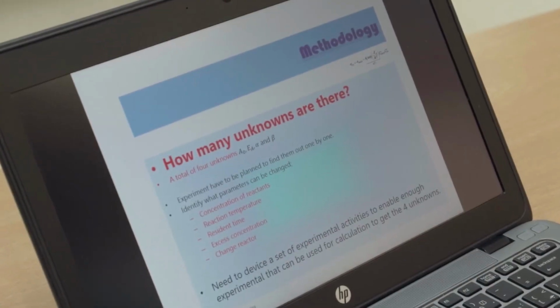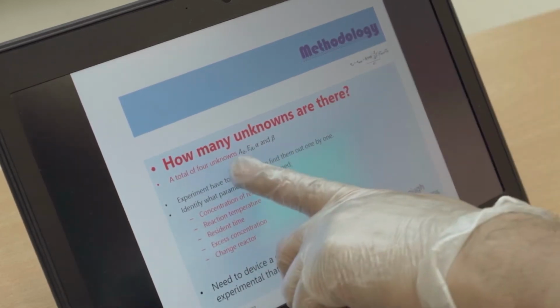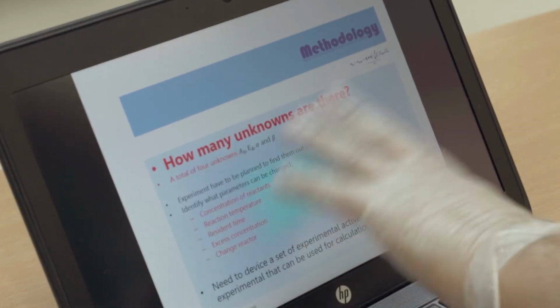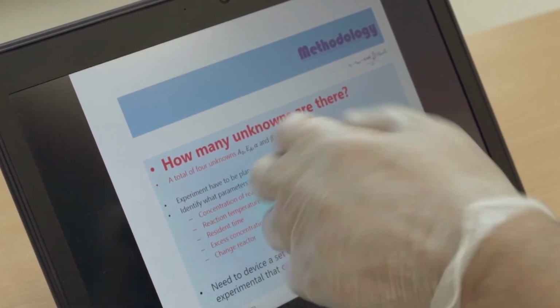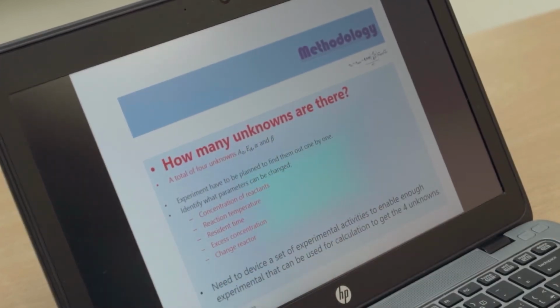You have 4 unknowns: alpha and beta, the order with respect to ethyl acetate and the order with respect to NaOH, then A naught and E_A, the activation energy. To find 4 unknowns, I need to run at least 4 or 5 different experiments. If I do an experiment where I keep 3 of the conditions constant, then I can evaluate the one remaining. In this way I can think about which experiments I need and which reactor will be more favorable for each. So accordingly we can choose.